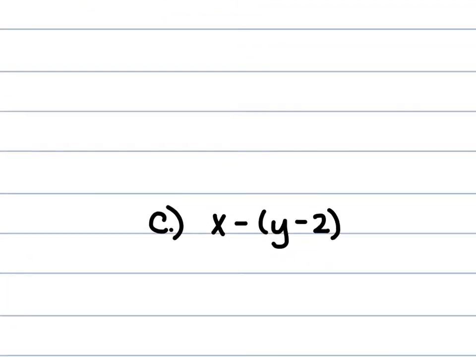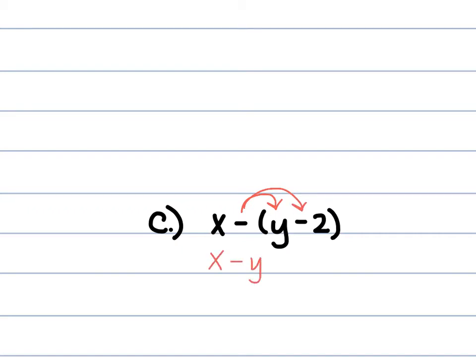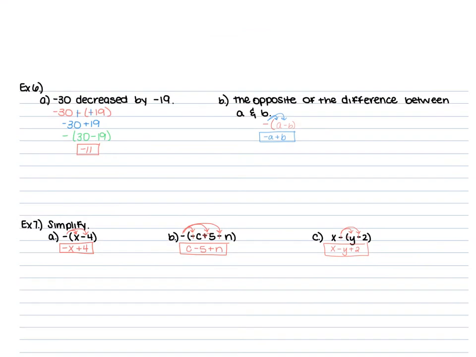If we look at example C, we're doing the same thing. We'll distribute that negative in. So this x is going to stay, minus y plus 2. So again, you're just switching all of the signs inside the parentheses. If you could then simplify from here and combine like terms, you could do that as well.